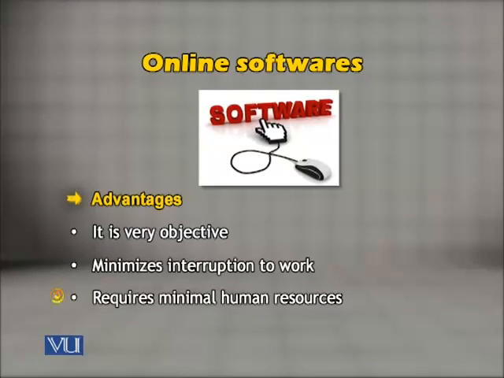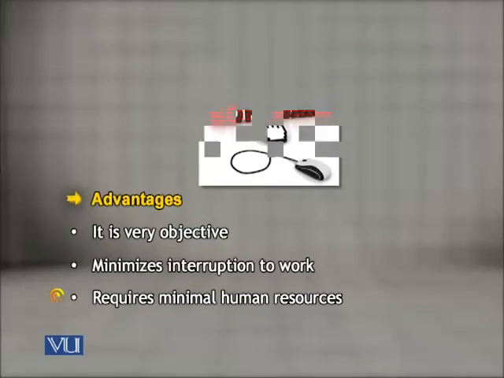And it also requires minimum human resources for gathering this information. There is no person required to gather information about performance and training requirements. The online software is continuously doing it on its own. So you need a person for gathering information through questionnaire, through interview, through focus groups, but you do not need a person to get information through this online software. So there is minimum human resource required to conduct this process.